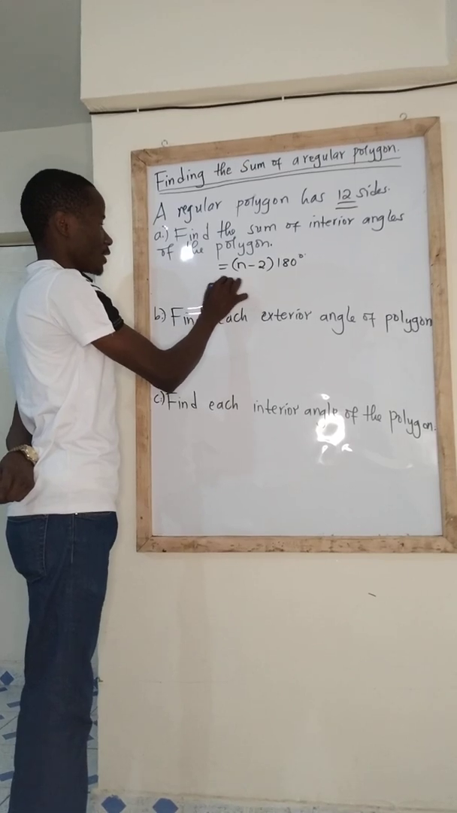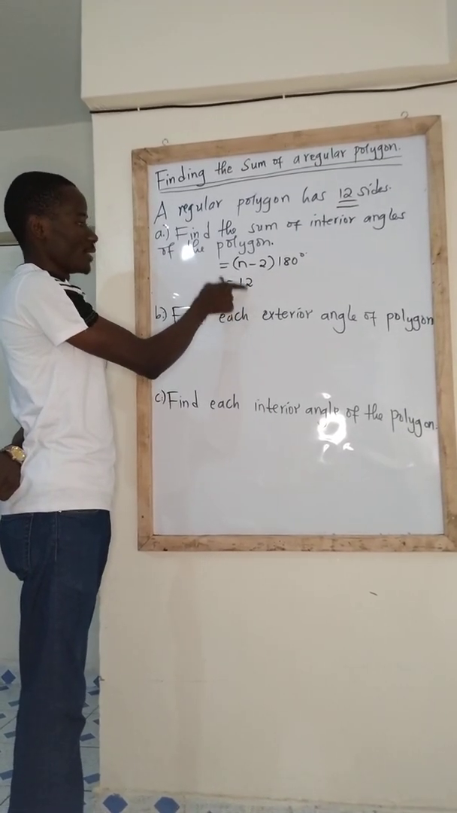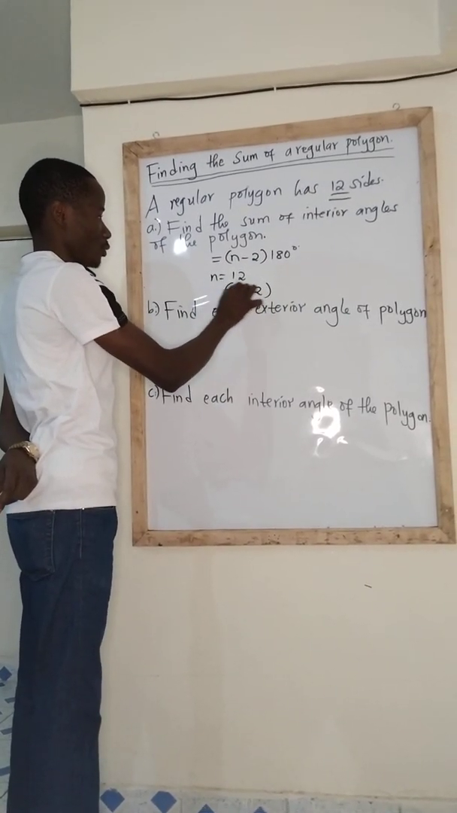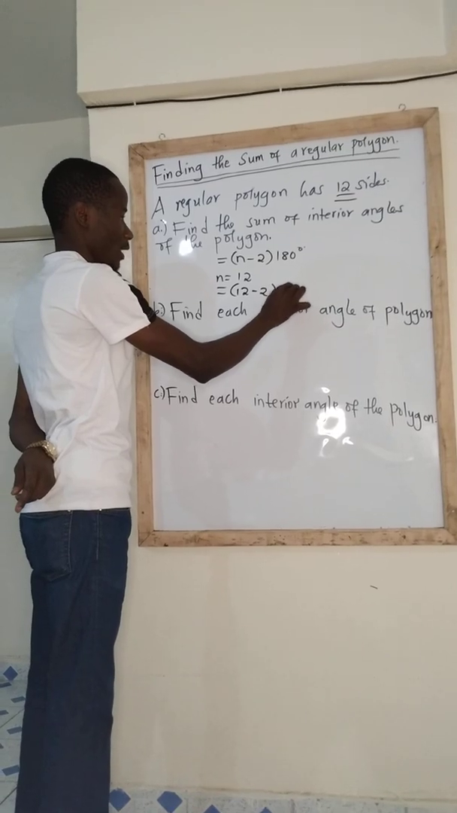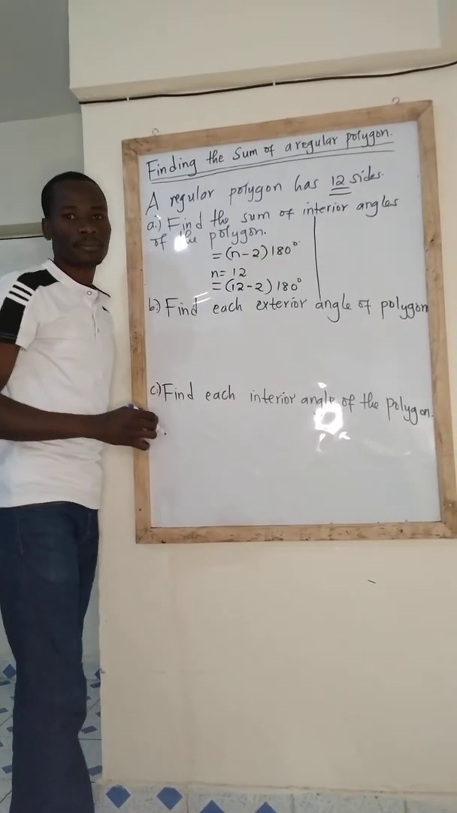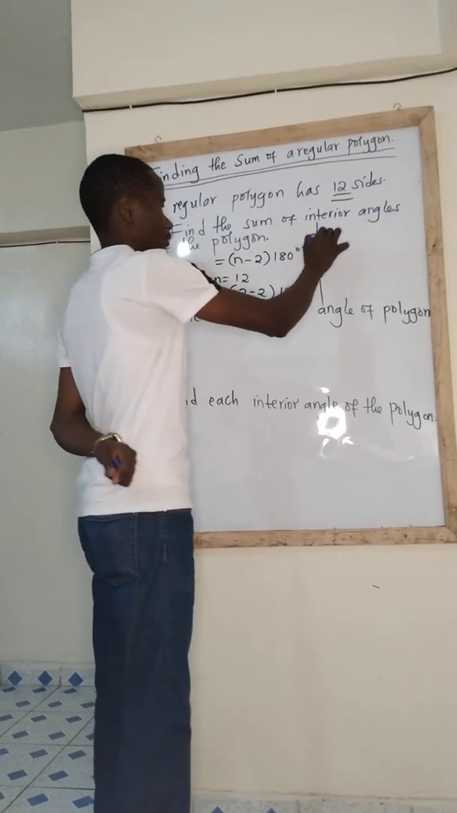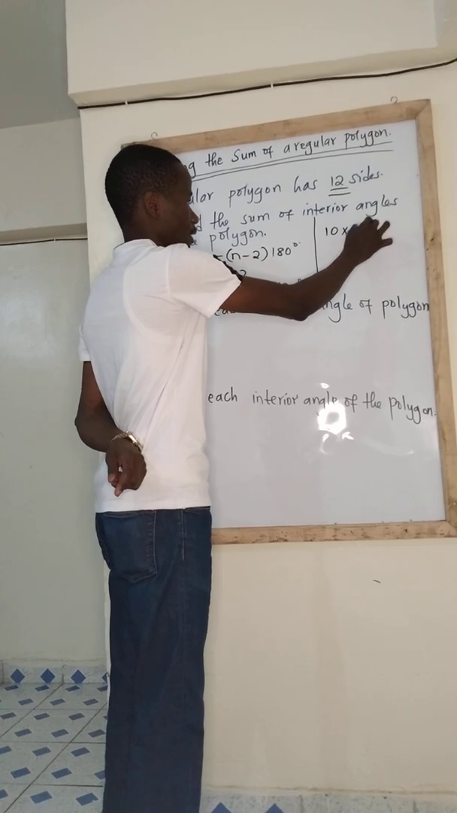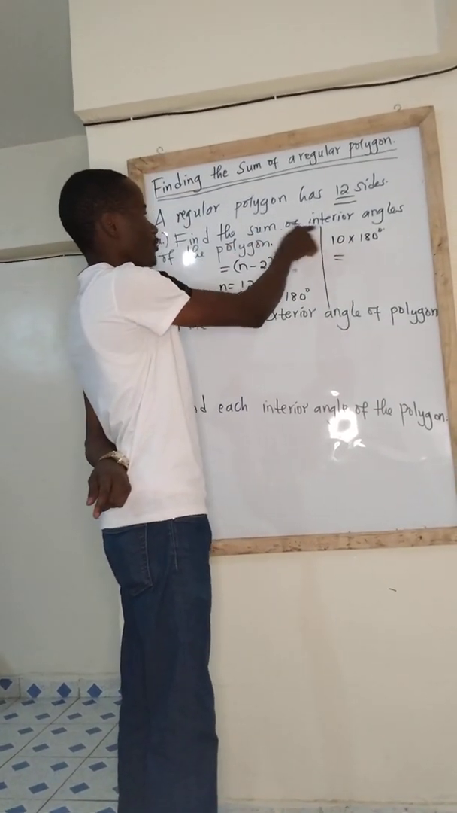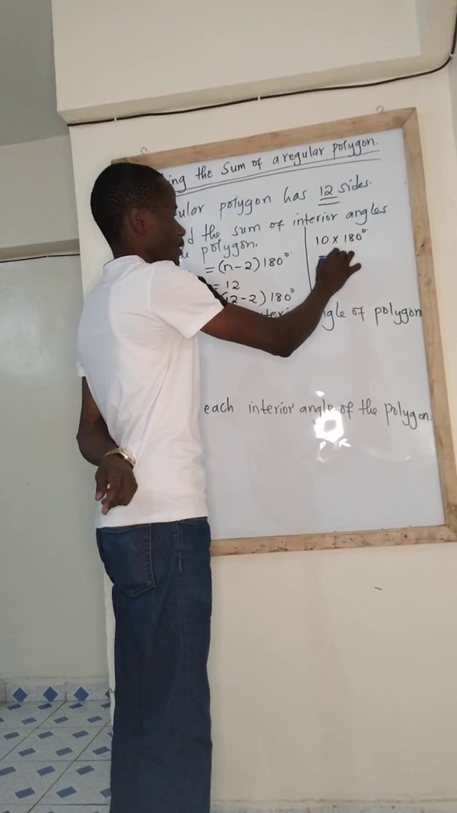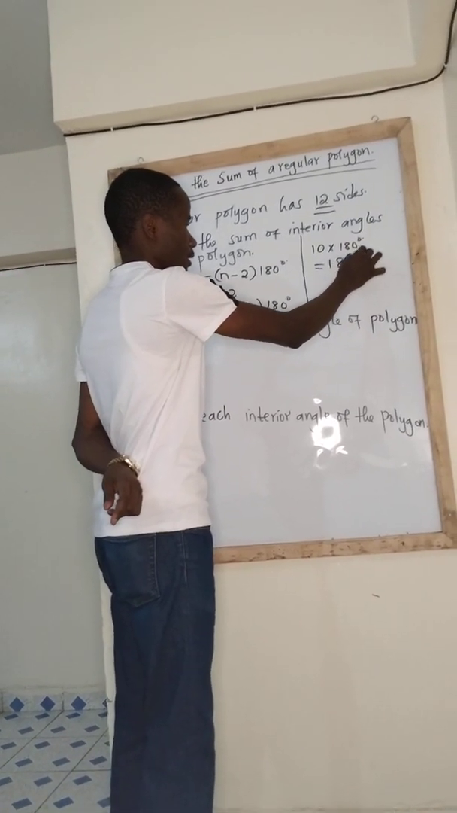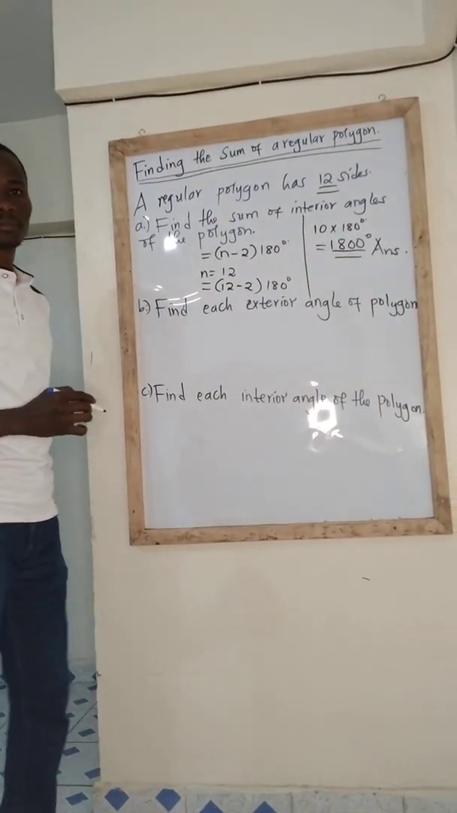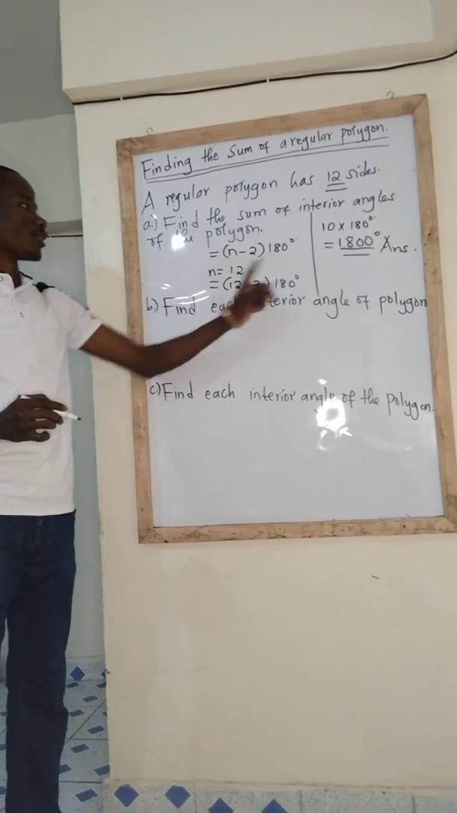So we are saying n is equal to 12. Where there is n in our formula, we replace it with 12. So we have 12 take away 2 multiplied by 180 degrees. Therefore 12 take away 2 is 10, multiplied by 180 degrees gives us the sum of interior angles of the polygon as 1800 degrees. And this becomes our answer.